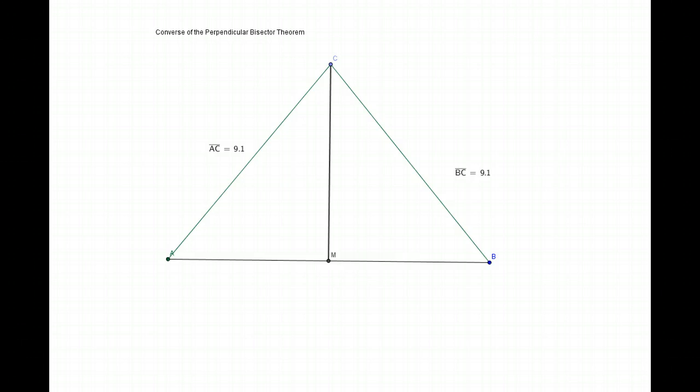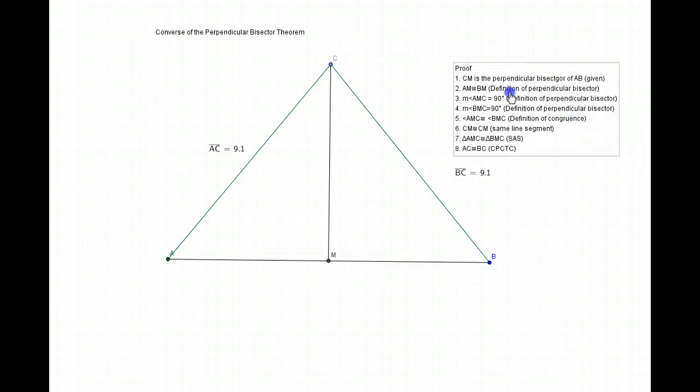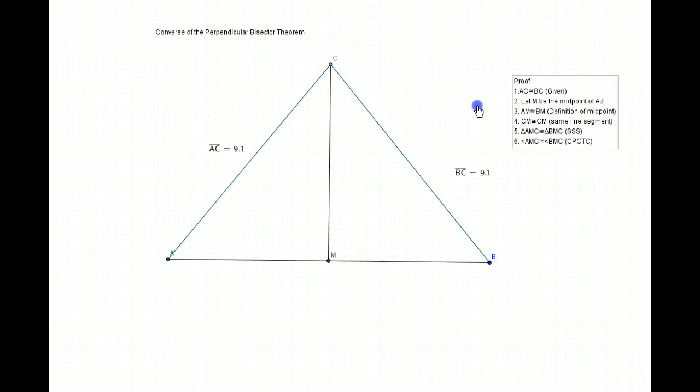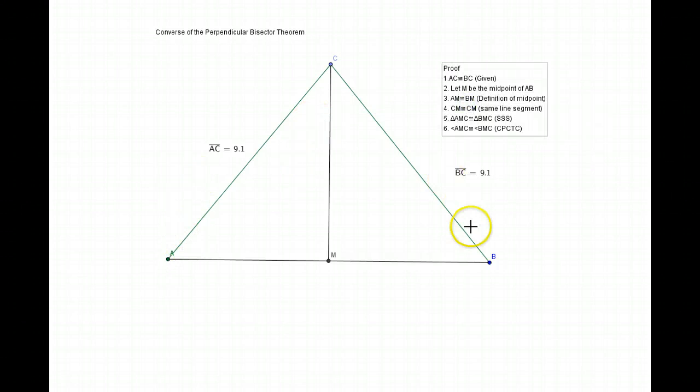As we can see, we have two triangles. Well, what do we know about the triangles? Well, we know several things. We know that AC is congruent to BC, that's given. And since M is the midpoint, AM is congruent to BM by definition of midpoint. And we know that CM is congruent to CM because it's the same line segment. So we've shown that we have three pairs of corresponding sides that are congruent.